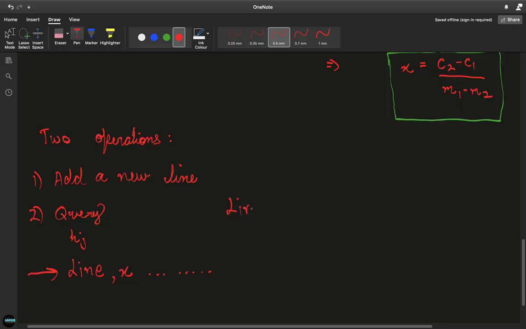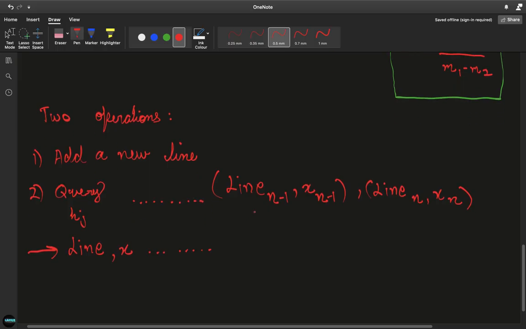So let's say we have n minus 1 lines in the data structure, and we want to add a new line. We want to add this particular line. Now, okay, so what do we do to check if this line will actually be useful or not?